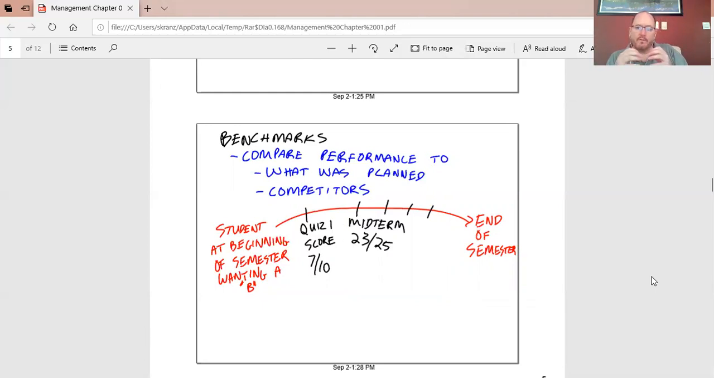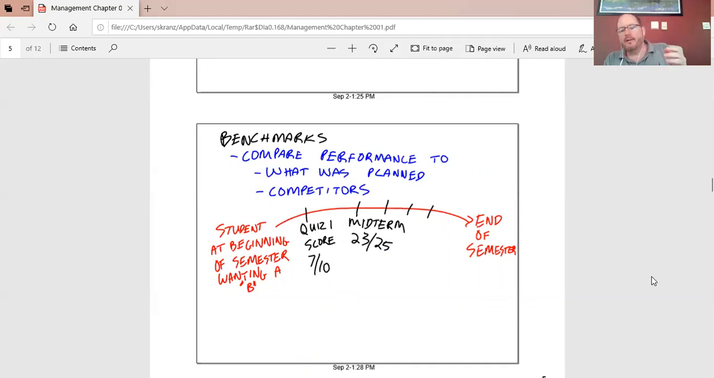So this is what happens in management. You set a benchmark. This is our goal. We want to achieve this. If we don't achieve it, then we have to see what we have to do more. So maybe you decide that you're going to study extra on the weekends, maybe try reading the book. You're going to do something to try to study more.